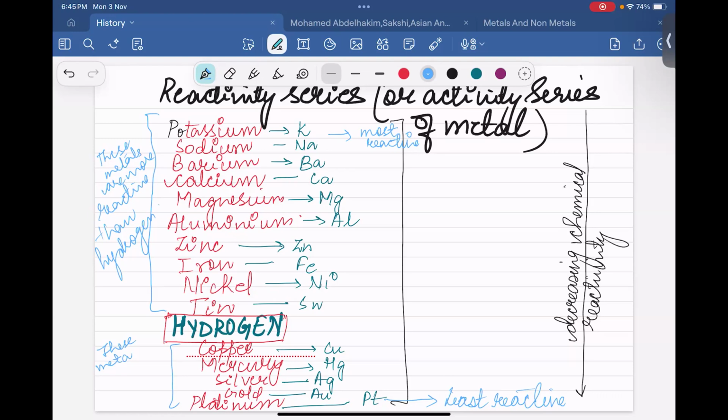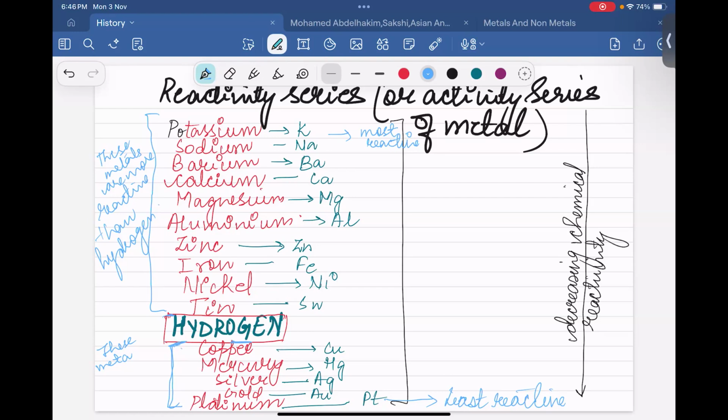And all the metals below hydrogen, that is copper, mercury, silver, gold, platinum, are very less reactive than hydrogen. All these elements which are above hydrogen, they will react in any of the chemical reactions.